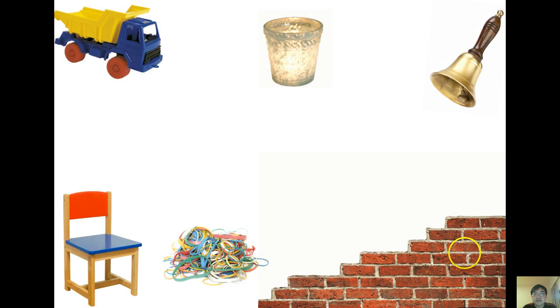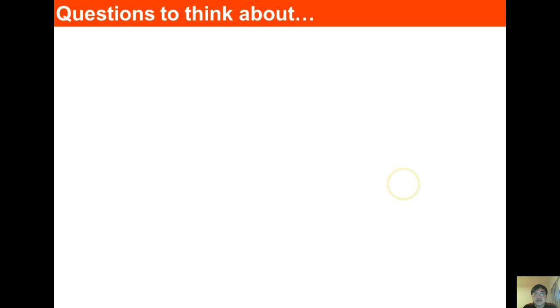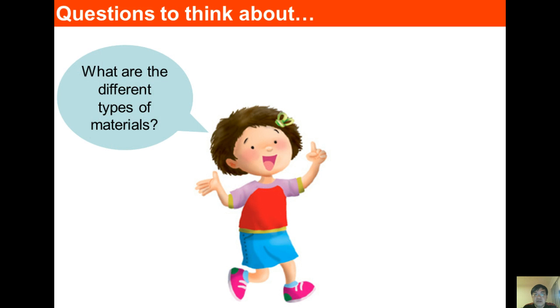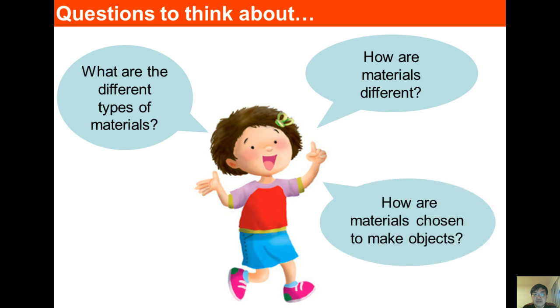Right, let's learn about materials here. We explore the types of materials and their properties. Now, a question to think about before we start: what the different types of materials are, how the materials are different from each other, how the materials are chosen to make objects, and how different types of objects are made from different materials.